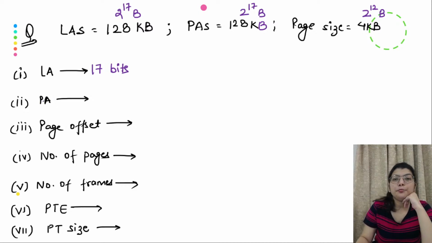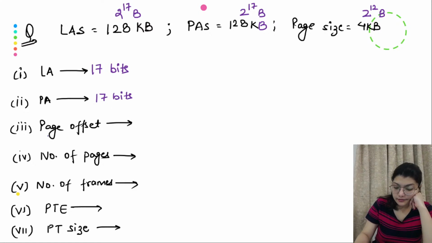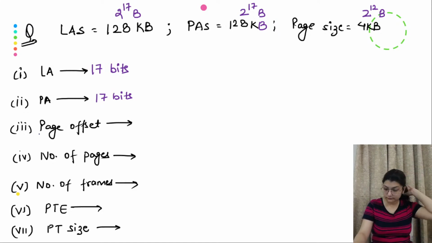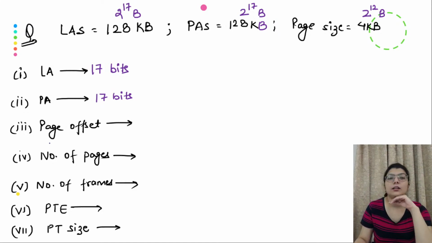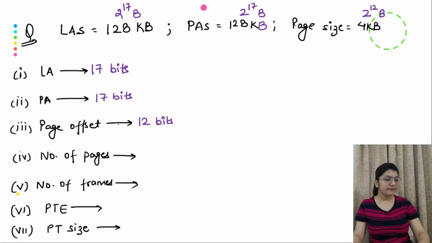17. What about PA? PA is basically the number of bits in physical address space. So that is again 17 bits. What is page offset? Page offset is bits in your page. So that is 12 bits. So these are all in your bits. Now what will be number of pages?